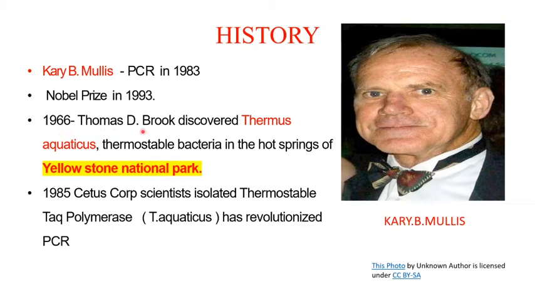In 1966, Thomas D. Brock discovered Thermus aquaticus bacteria, a thermostable bacteria in the hot springs of Yellowstone National Park. Later in 1985, Cetus Corporation scientists isolated thermostable Taq polymerase from this T. aquaticus, and it has revolutionized the polymerase chain reaction technique. You can see in this picture Cary B. Mullis, who invented PCR in 1983.